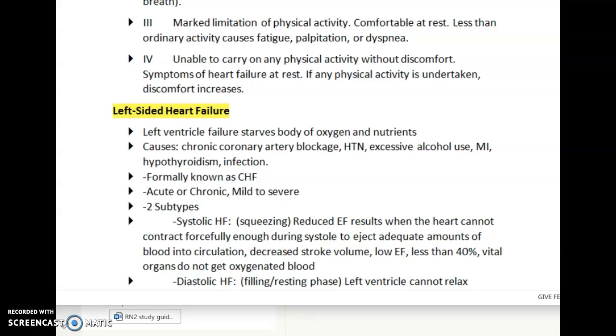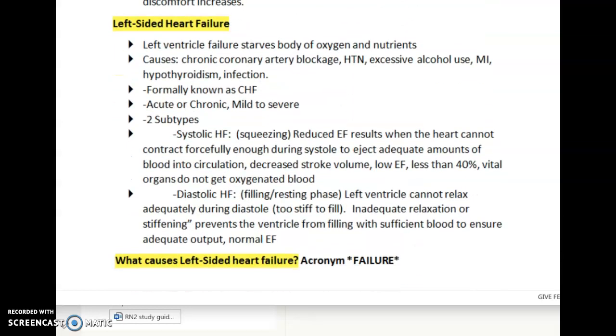Left-sided heart failure. Left ventricular failure starves the body of oxygen and nutrients. The causes of left-sided heart failure are chronic coronary artery blockage, hypertension, excessive alcohol use, MI, hypothyroidism, and any infection. This is formally known as your congestive heart failure. It can be acute or chronic, mild to severe. There are 2 subtypes of left-sided heart failure.